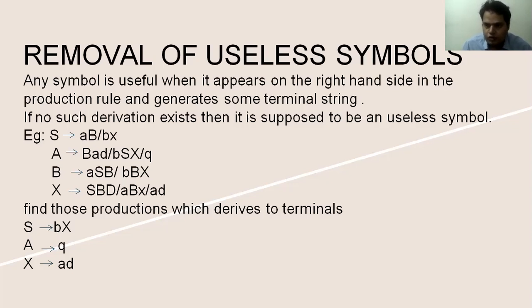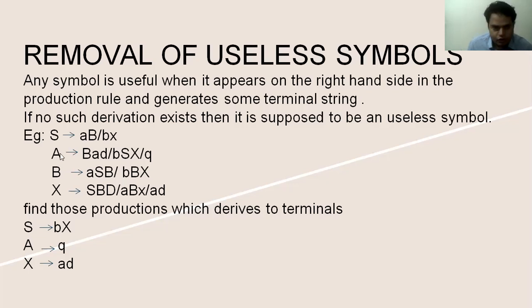They all move from source to destination, and there is some terminal point where they can stop and rest for some time. Such a phenomenon is used here: when a symbol appears on the right-hand side and produces some terminal value, then it's useful for us. And if it doesn't produce a terminal value, then it is useless for us.